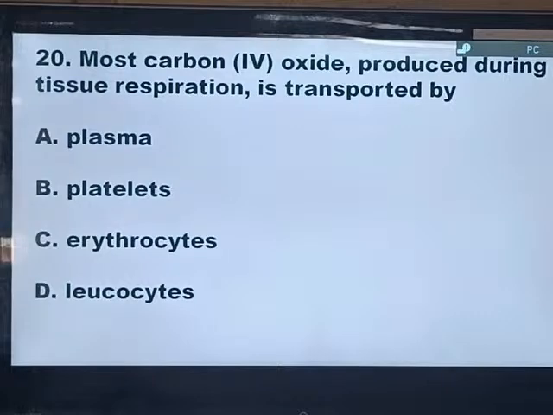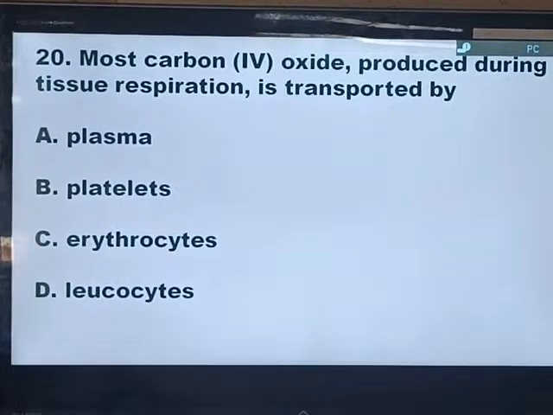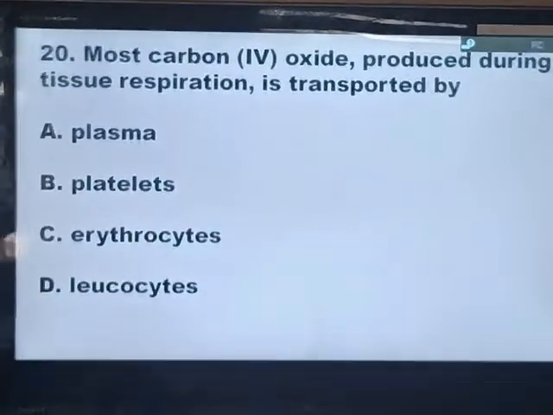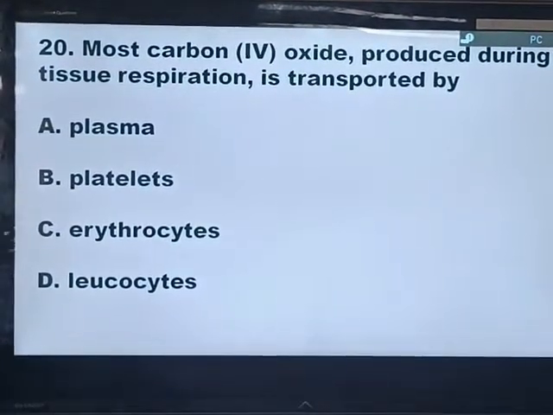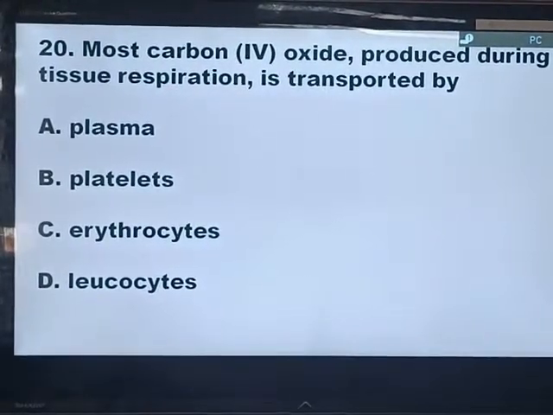Then the question is, what carries the majority? Because that's what the question is saying, most. All right, because there are two components of the blood that help in the transportation of carbon dioxide. Red blood cells, erythrocyte.